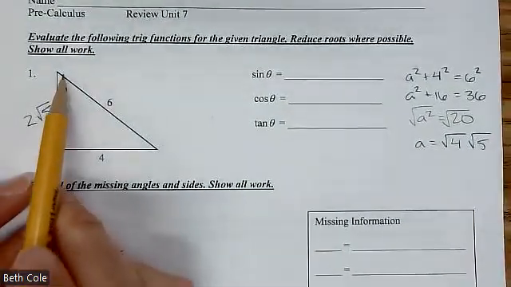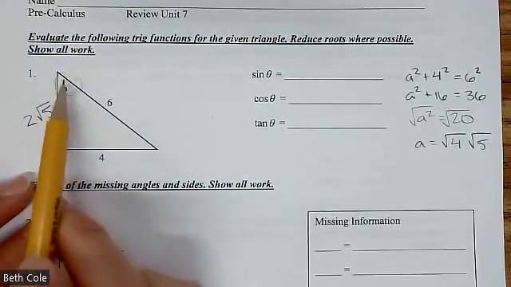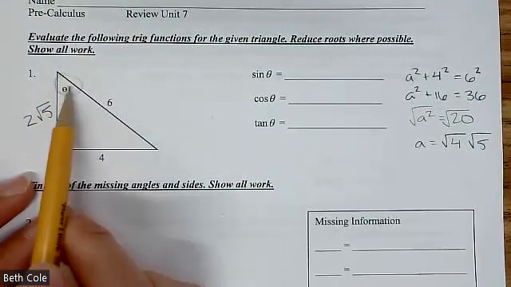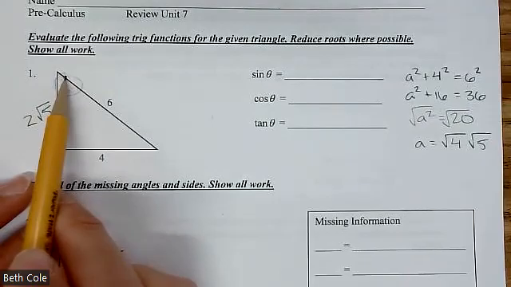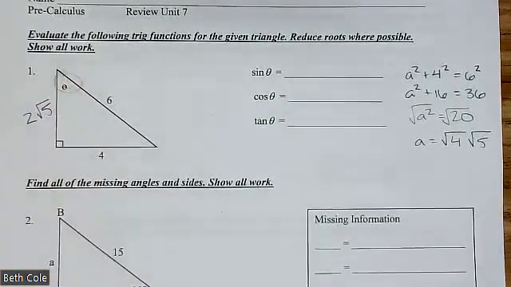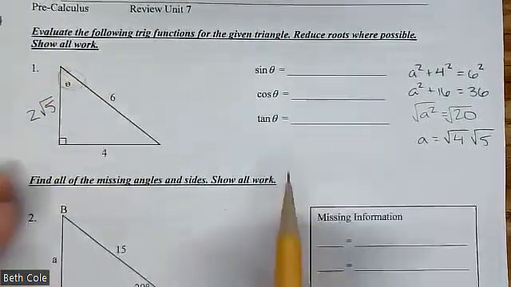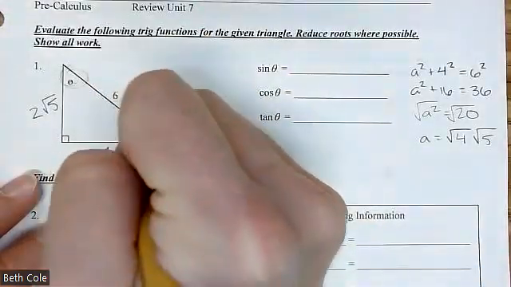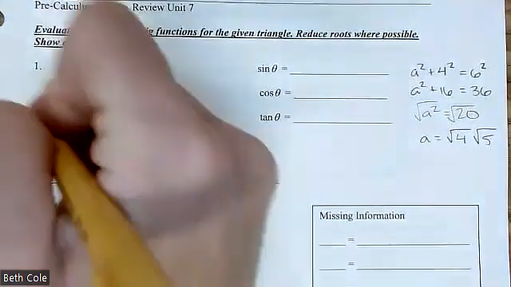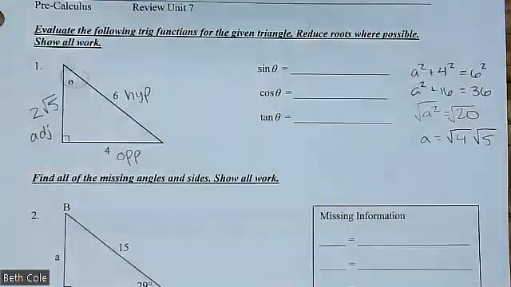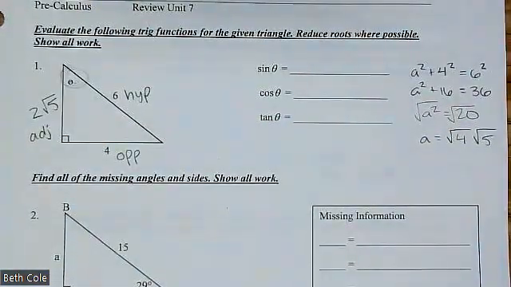Now this is your point of view. Do you guys see this here? That's your point of view. That's the one that's labeled theta. That's like you are here on the map. So which side is the opposite? 4 is opposite. 6 is hypotenuse. And then this 2 square root of 5 is adjacent. That's not going to change because we're not changing the point of view. That's your angle.